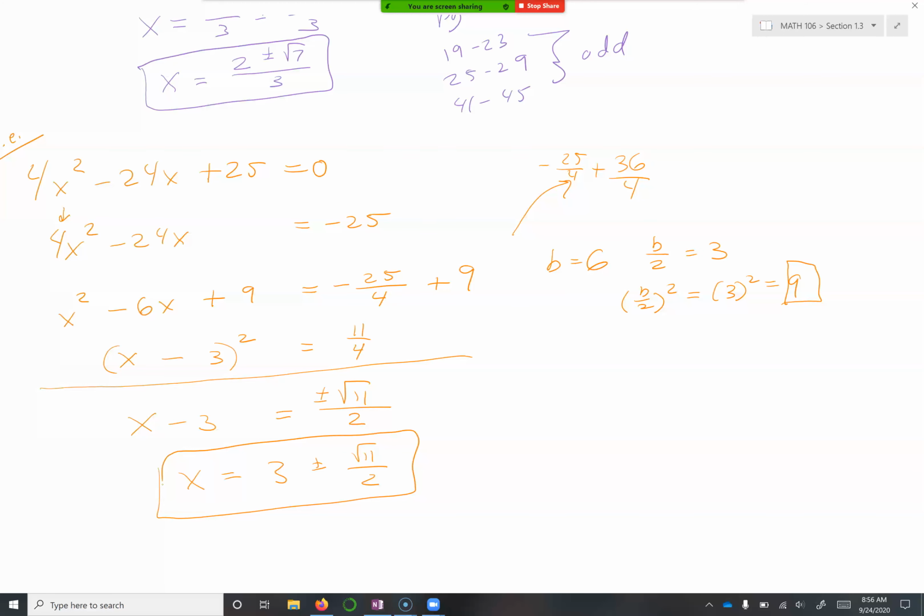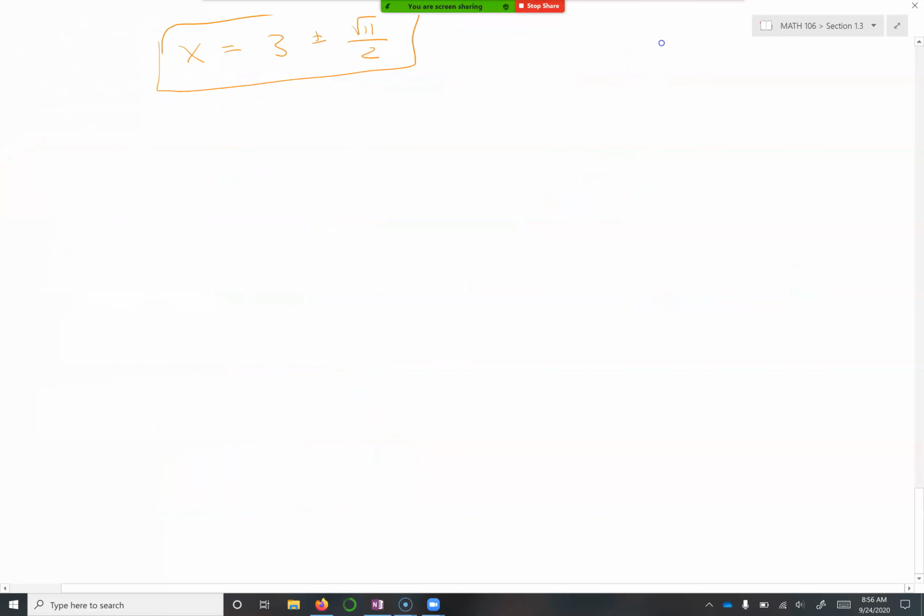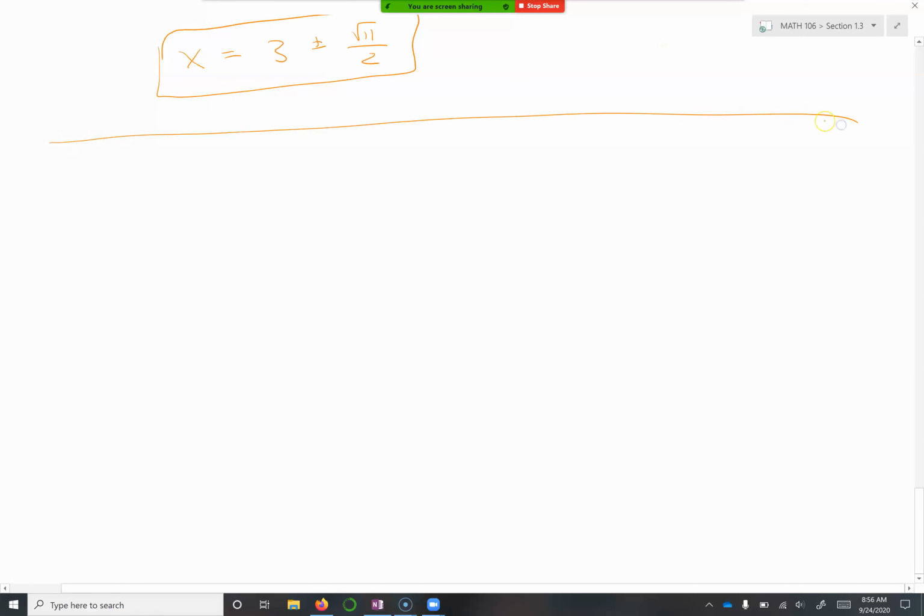Now, so there's all those three methods. Those three methods only work for certain types of quadratics. Method 4, which is the last method for this section, is using the quadratic formula. Now, what's good about the quadratic formula is you could use it on any quadratic, no matter which you have, as long as it's in standard form.